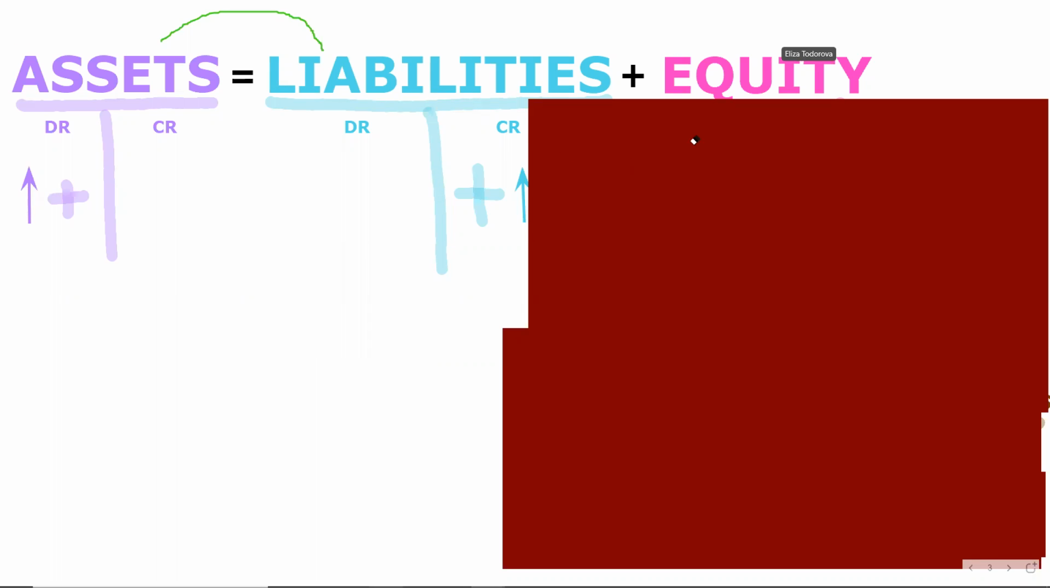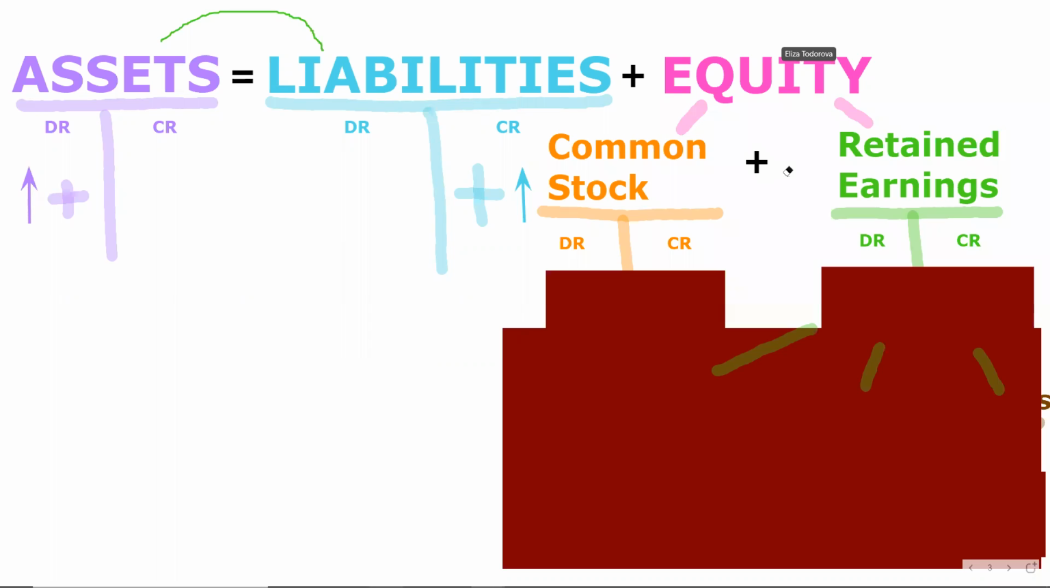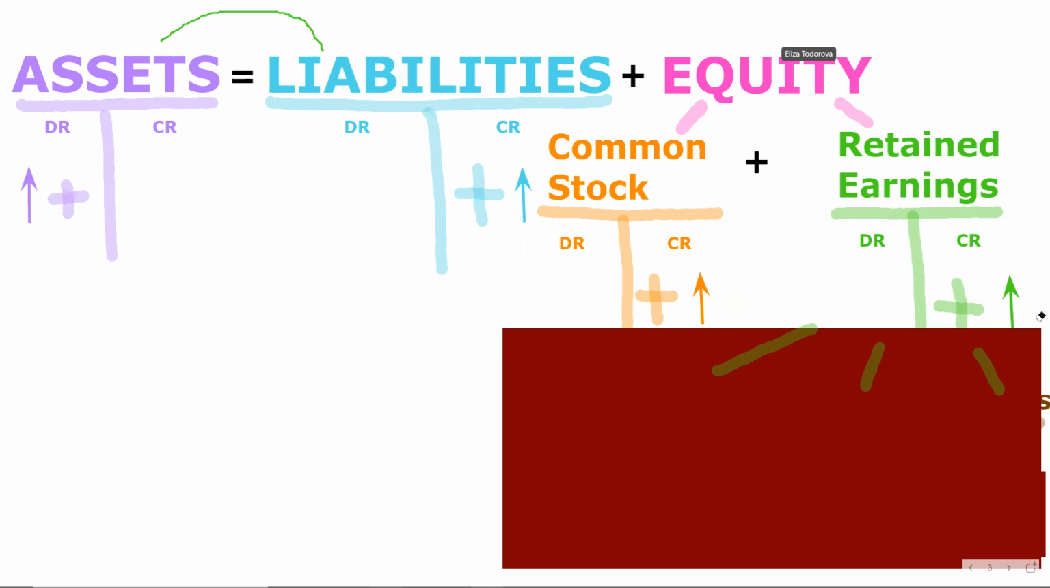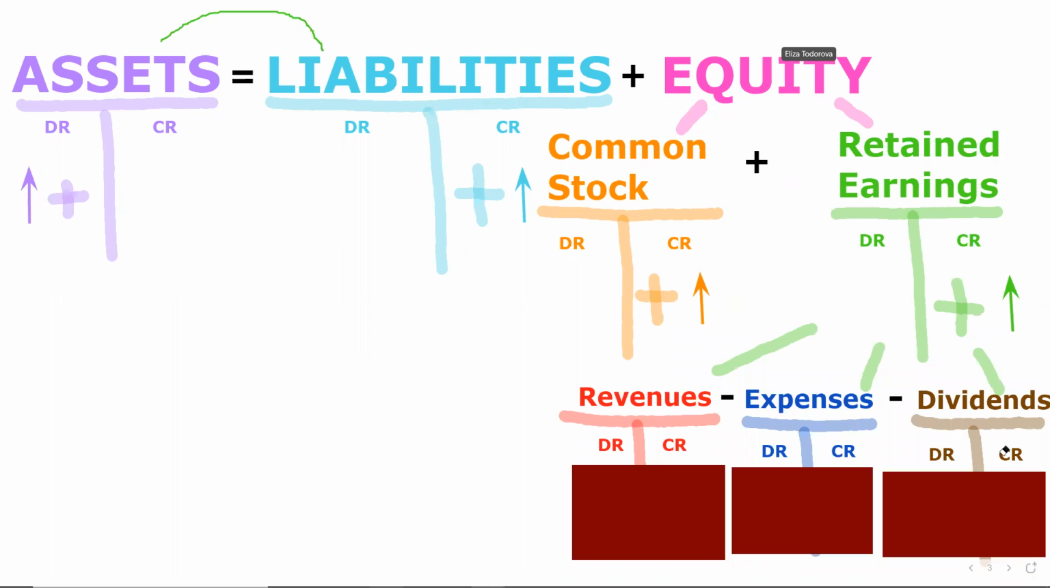Then you have equity that has those two components, common stock and retained earnings. They're also all on the opposite side of the equal sign. So how do you think they increase? They increase on the credit side because they're opposite of assets. The retained earnings had three accounts related to it: revenues, expenses, and dividends. Now, here's an easy way to remember it.